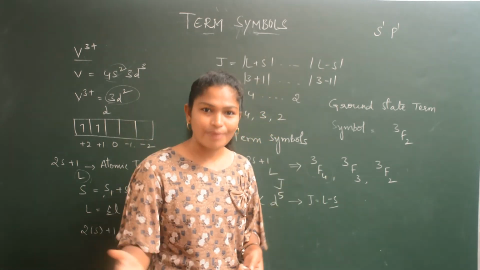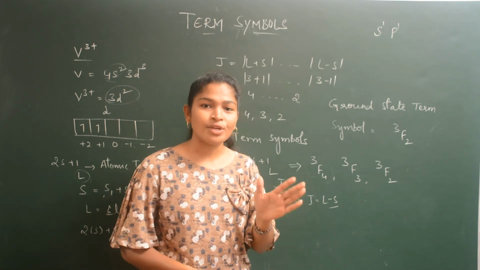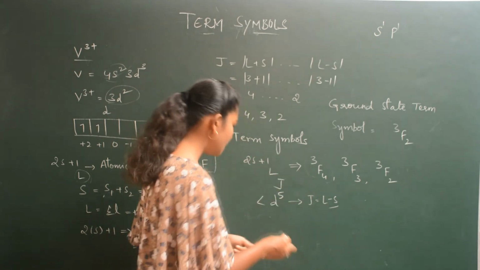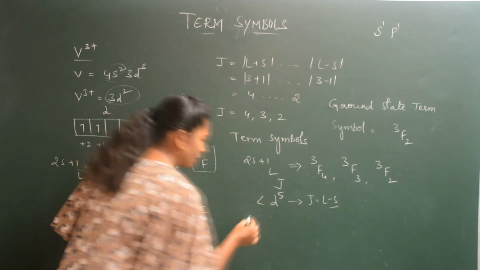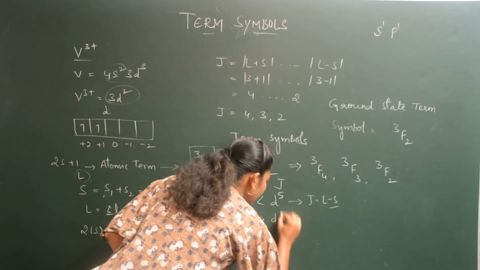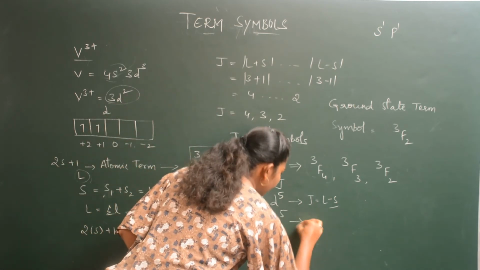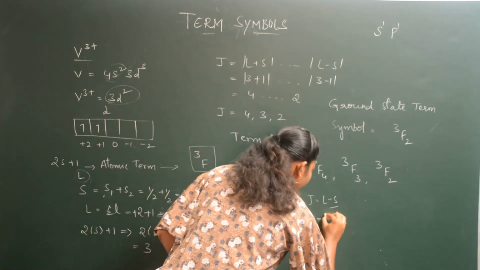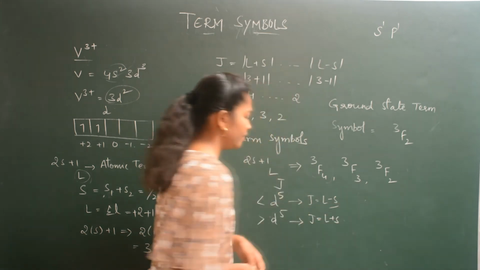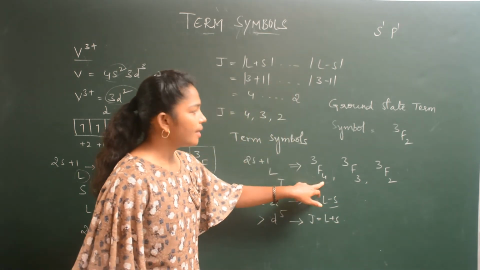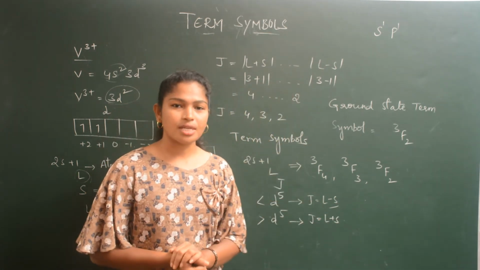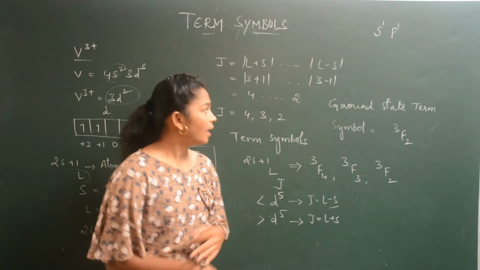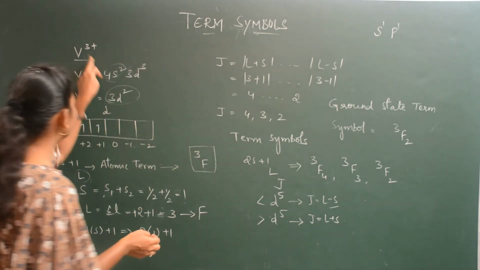The ground state term symbol will have the highest value for J, that is, J is equal to L plus S. If it is more than half filled, then for the ground state term symbol we take the J value as L plus S. That means whichever has the higher value will be your ground state term symbol. Again, this is about vanadium plus 3.